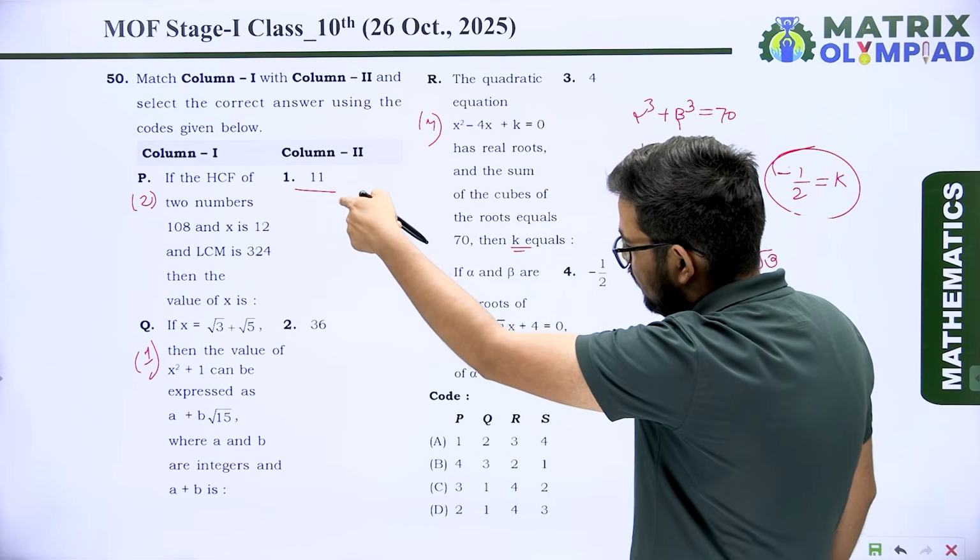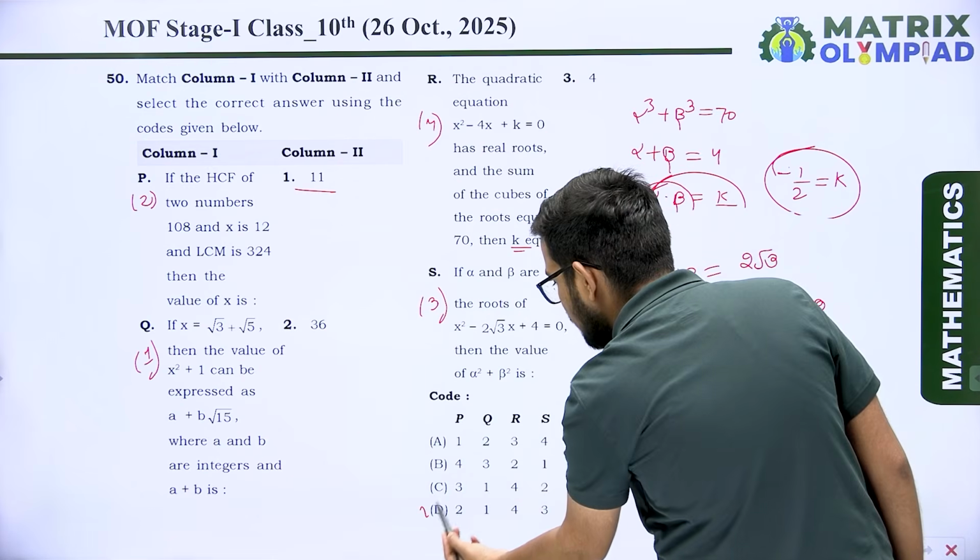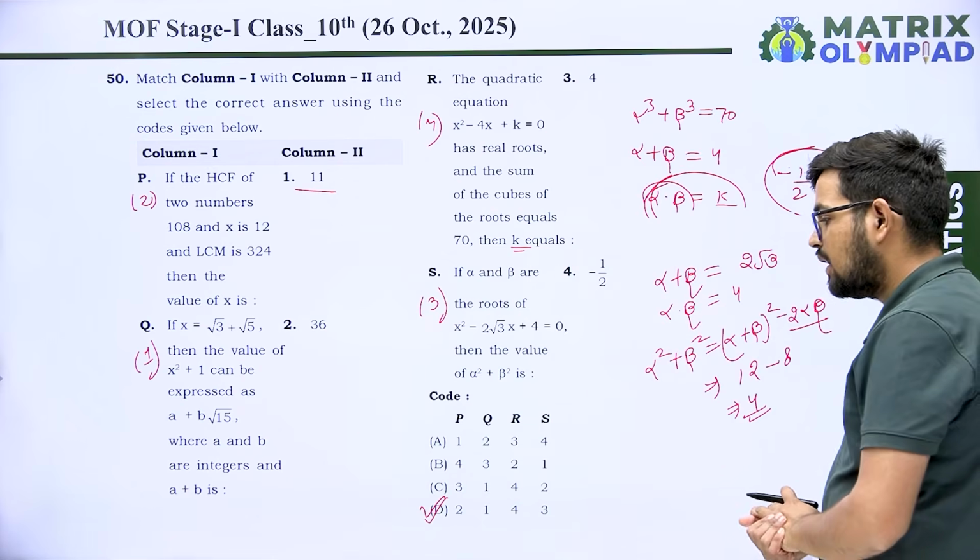So the correct code will be 2143. Option D will be the correct answer.